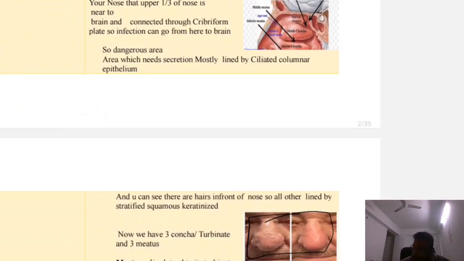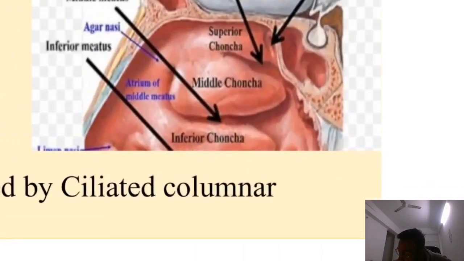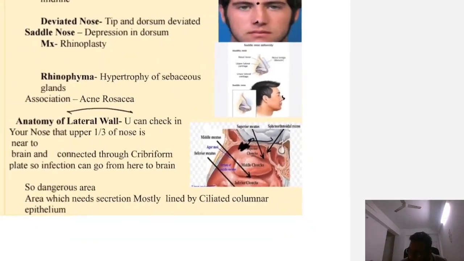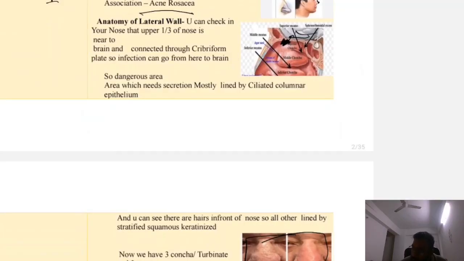And one more thing. If there is infection, you can see this image, this is the frontal lobe and this is the nose. This is the area. If there is infection in this area, it can go to the brain, because of the cribriform plate. So it is also known as the dangerous area.